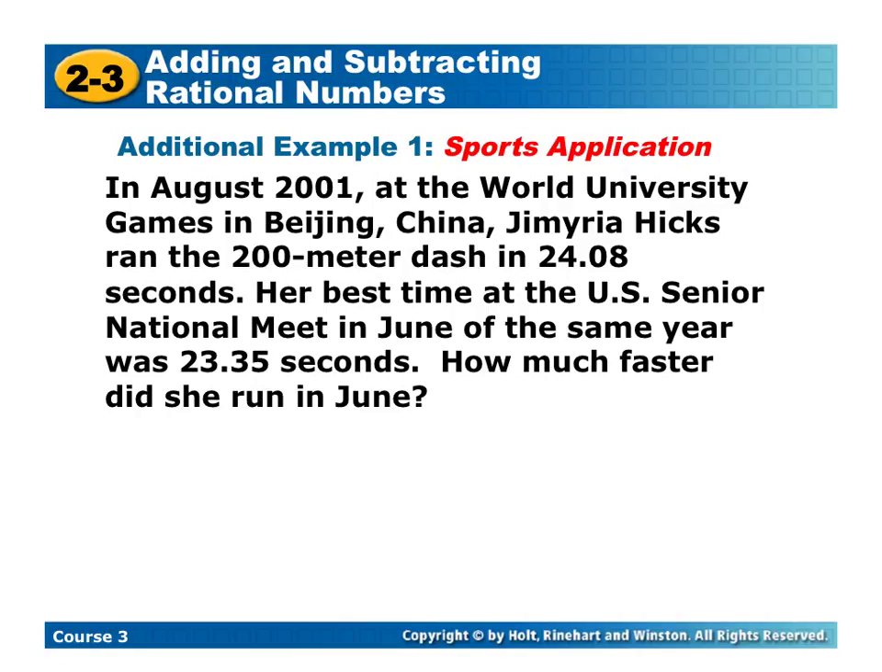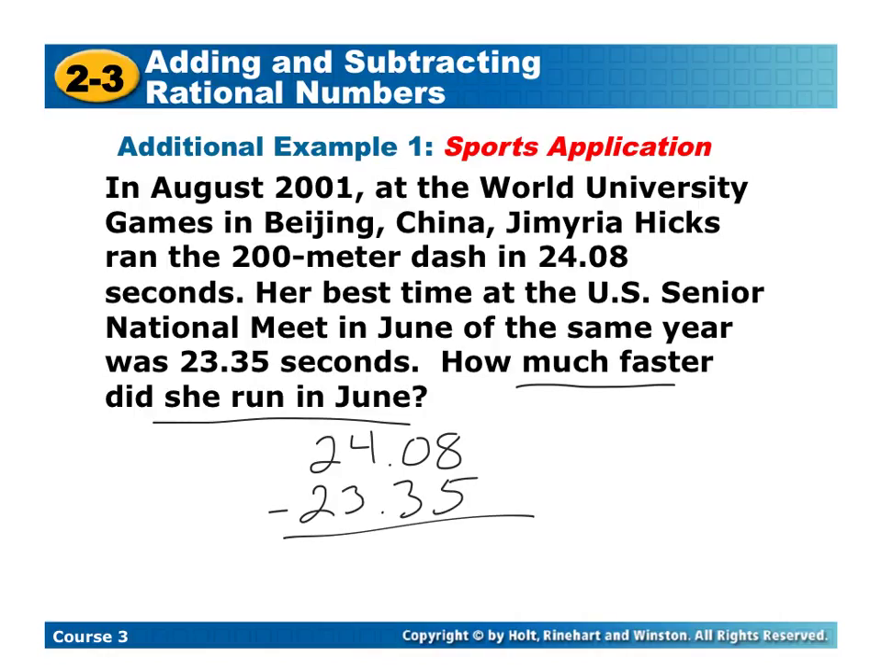Because we're finding out how much faster, we're finding the difference. So we would take our 24.800 and subtract the 23.3500. Now notice, the big thing that we have to remember is that we're going to line up those decimal points. And once I do that, I'm going to bring that straight down for my answer.